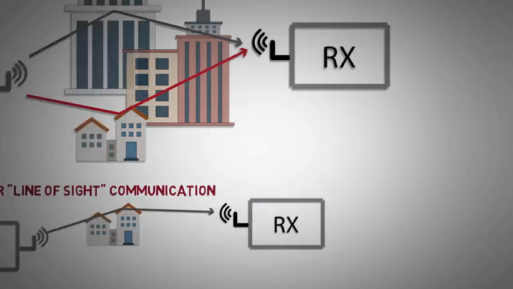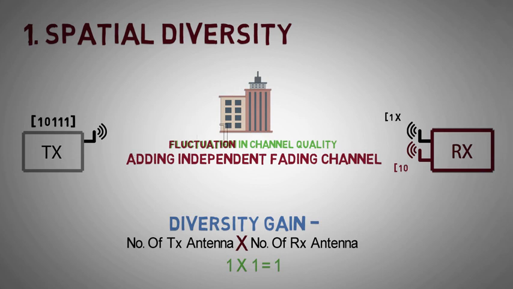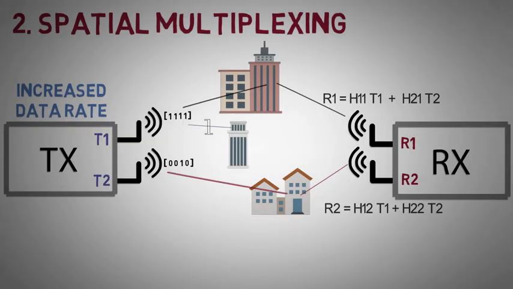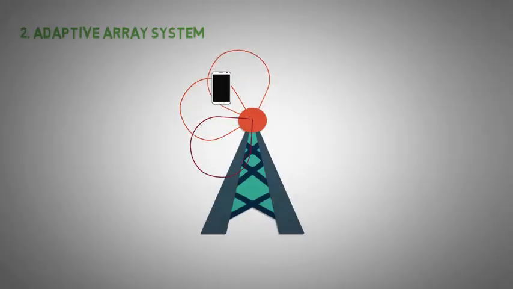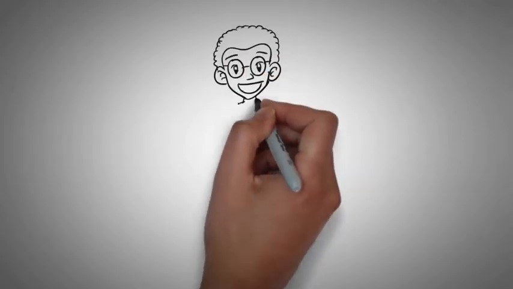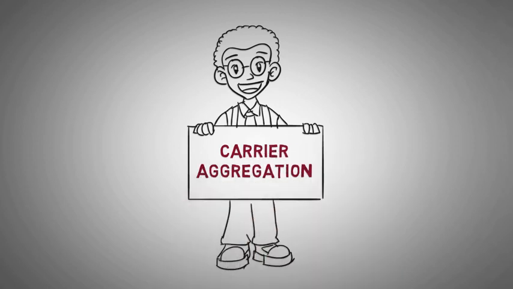So friends, in this brief video on MIMO we have seen how multiple paths increase link robustness and spatial diversity, and link capacity and spatial multiplexing. We have also seen how in future, coverage can be improved using antenna beamforming, and throughput can be enhanced using massive MIMO. In our next video on carrier aggregation technique, we will discuss how throughput is enhanced by combining multiple bands.